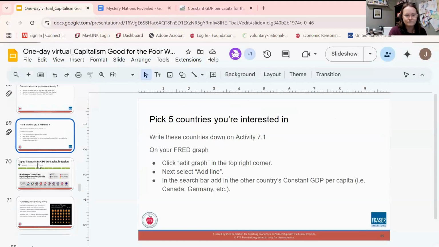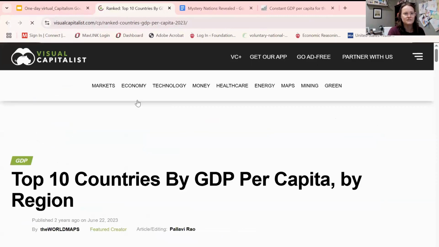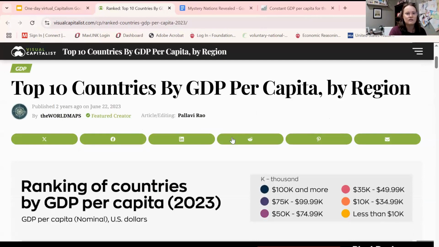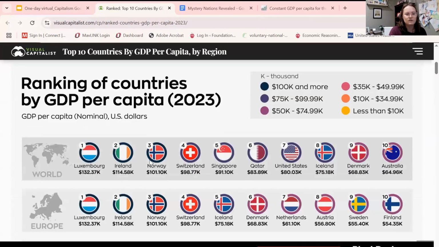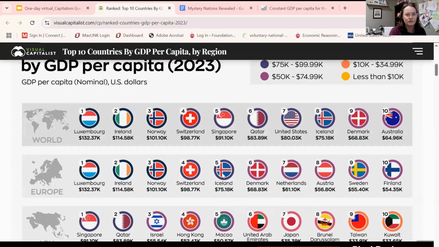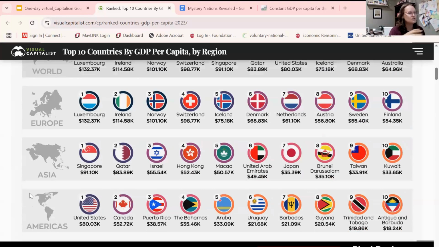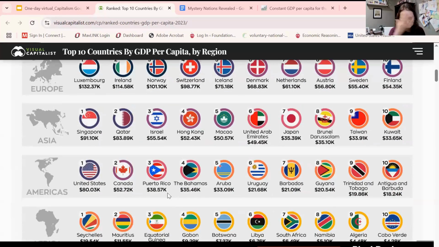While I am on this, I love Visual Capitalist. If you have not gotten into Visual Capitalist, it's phenomenal. There's some really great stuff on there. Here's the top countries by GDP per capita by region. So here is the world, and this is 2003. Some of their visual stuff is lagged, or they just don't update it, but they update this stuff pretty regularly. You can look at what Europe looks like: the top 10 countries in Europe, in Asia, in the Americas. So you can see by region what those top countries are, and I think this is a very visually appealing graph for my students to see.